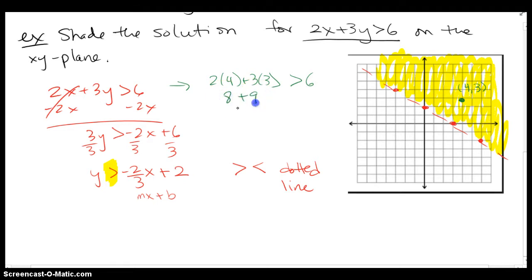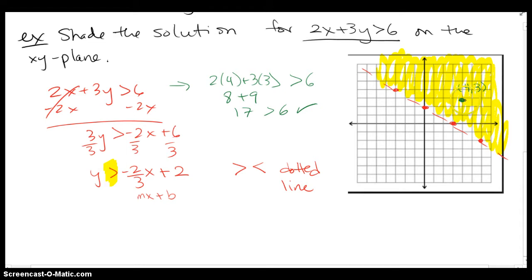That's going to give me 17, which is greater than 6. Any ordered pair in this region is going to work in the inequality. On the other hand, any ordered pair in the bottom region will not work in my inequality. So I like shading right away by looking at the inequality sign.